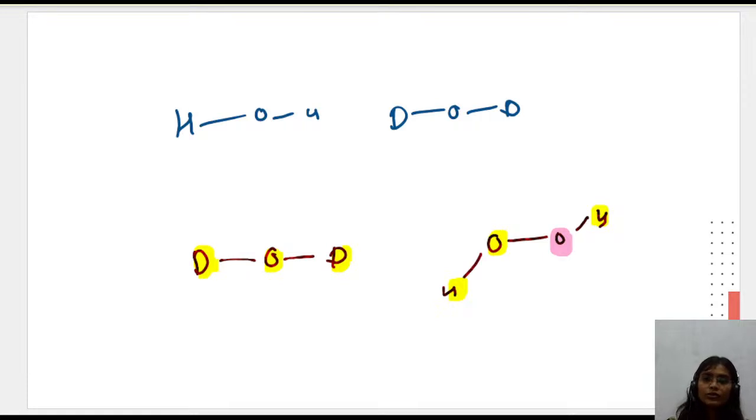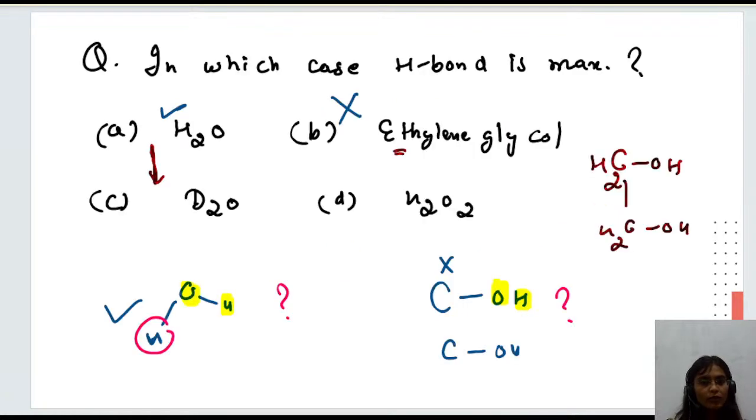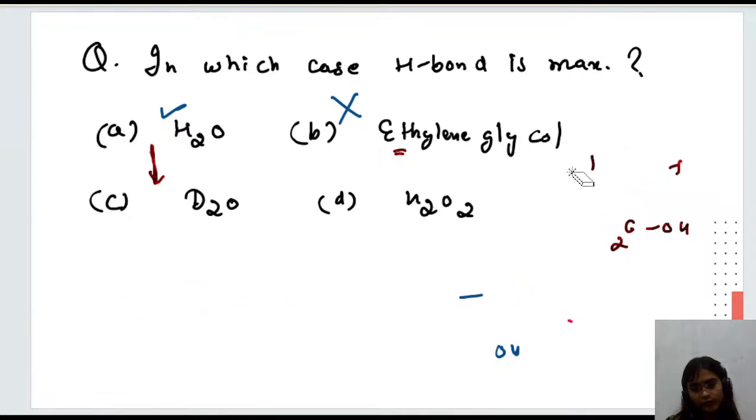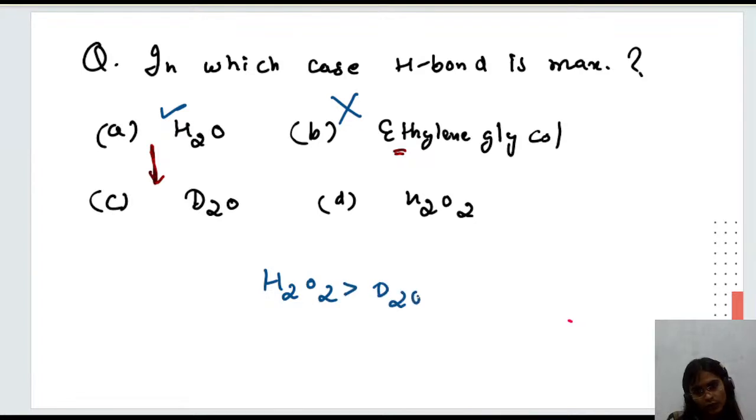H2O2. Okay, so this is a very important order. That we noted. If we are comparing the hydrogen bonding, so what will be the order? First of all, H2O2. Let me just write the order properly. Okay, so look at this. In this case, the order will be H2O2 is the maximum hydrogen bonding, then D2O is going to be the next one, then water is going to be the next one, and then this ethylene glycol one.